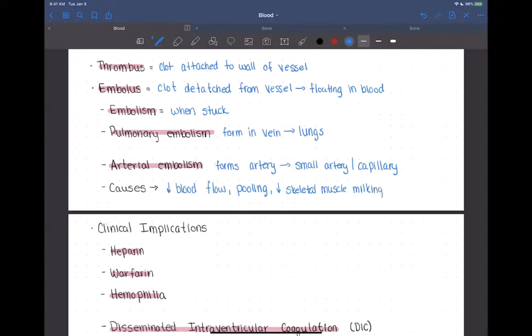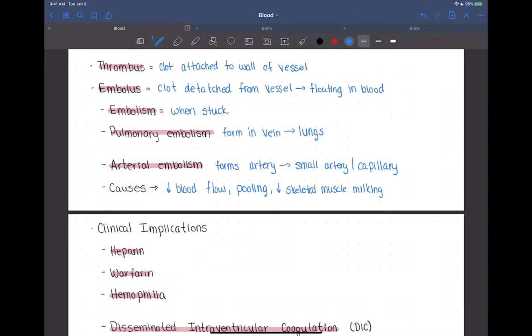So if somebody is sedentary for a while, that would mean that they have a decrease in skeletal muscle milking. The blood will pool from that decreased blood flow. And when blood pools and is not moving very well in circulation, if it sits still for too long, it will start to clot. And so then those clots will form an embolus that could become an embolism if it gets lodged somewhere.